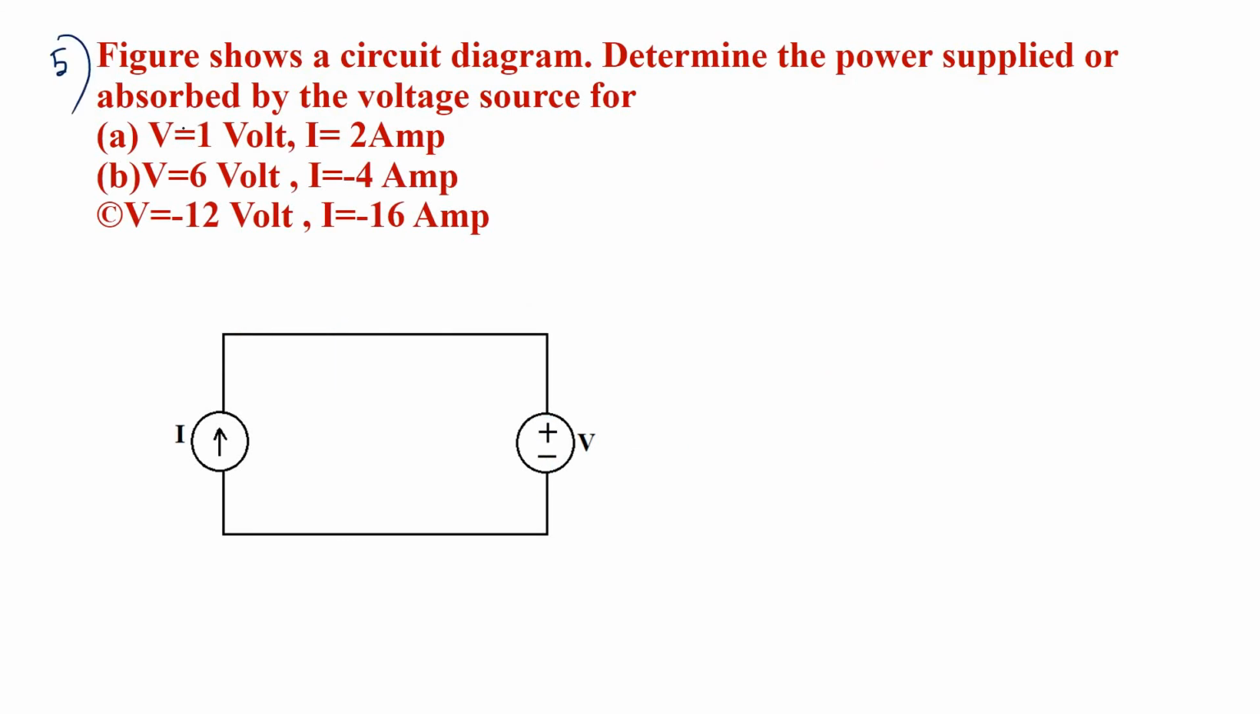Next, problem number 5. Figure shows the circuit diagram. Determine the power supplied or absorbed by the voltage source for the first condition, V is equal to 1 volt and I is equal to 2 ampere. See, the current is entering into the positive terminal. So the value is positive, and the positive absorbed. So power absorbed equal to 2 watt.